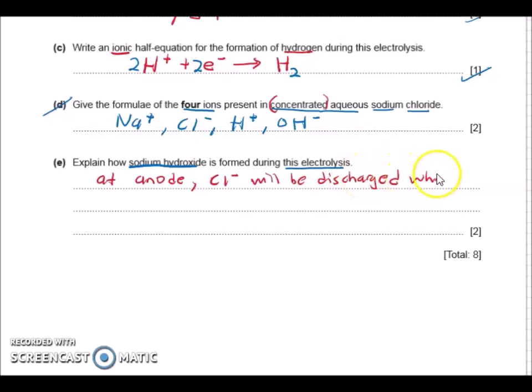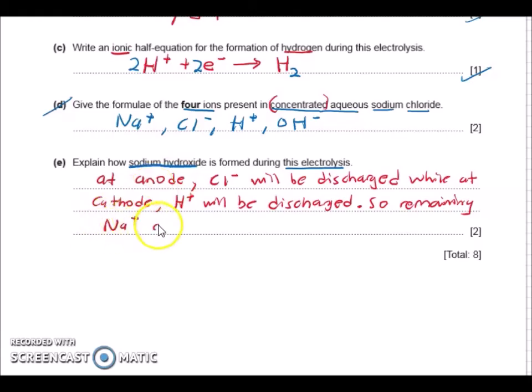It is charged, you can say, while at the cathode, the hydrogen ion will be discharged. So the remaining sodium and hydroxide ions will react to form sodium hydroxide. Okay, sodium hydroxide. So this is the explanation of how the sodium hydroxide is formed during this electrolysis.